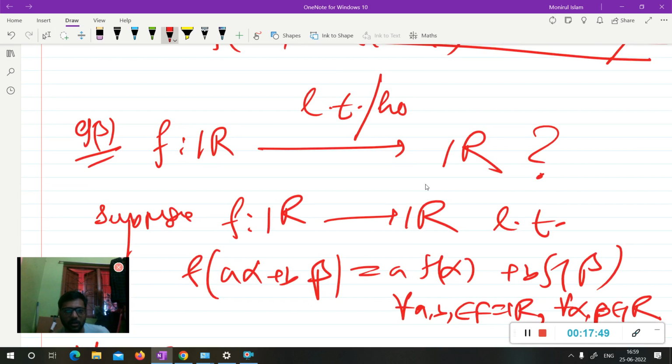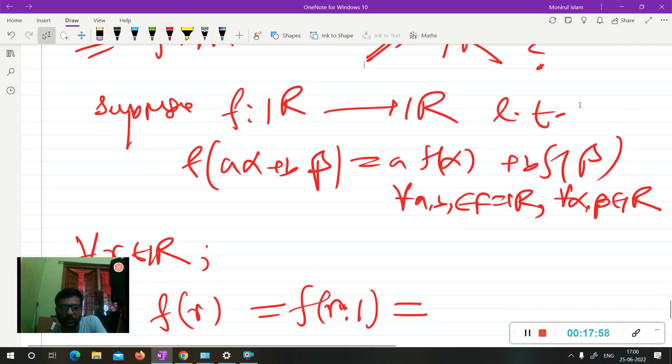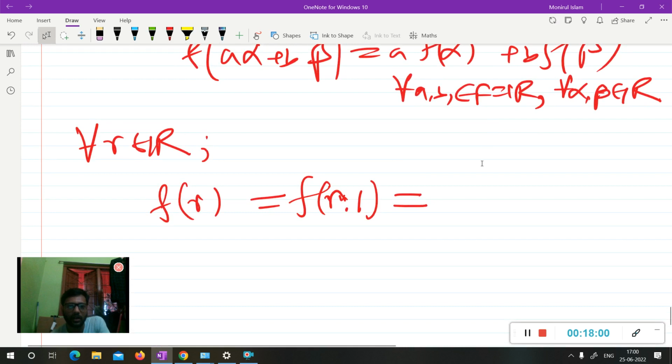You can say it is homomorphism or linear transformation. Okay. Actually, the question was f from R to R, how many homomorphisms exist? Homomorphism is also a linear transformation, so you can replace it by linear transformation.